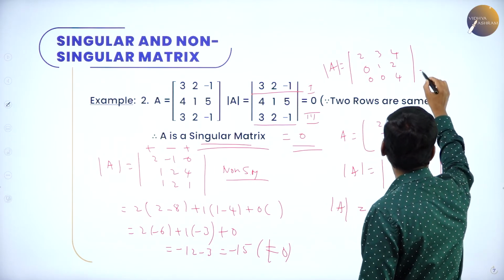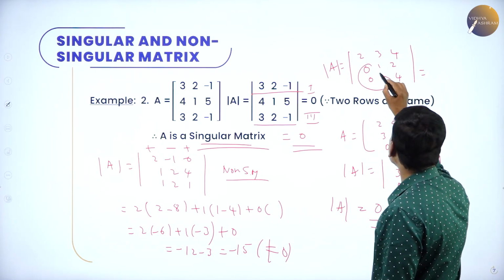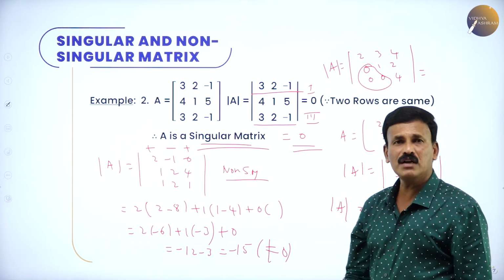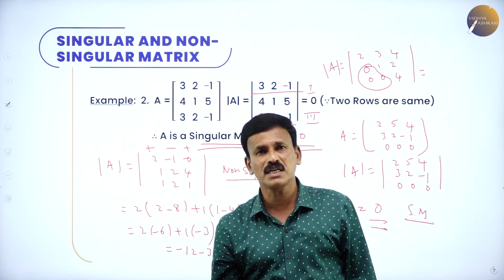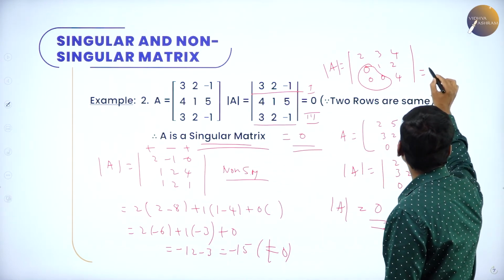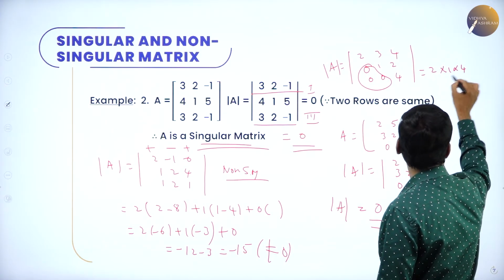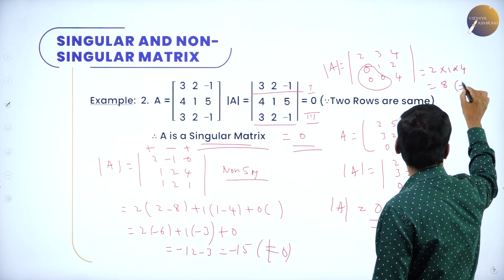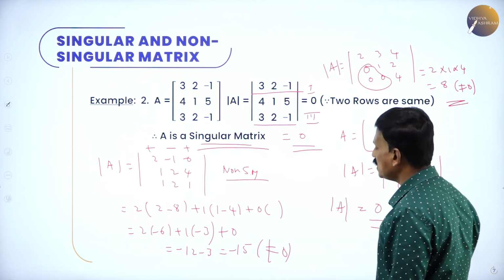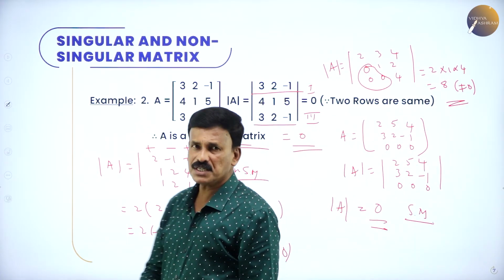Again, we have studied the properties. If all the elements below the principal diagonal are zeros, then the value of the determinant is equal to the product of the principal diagonal elements. So that is 2 into 1 into 4, which is equal to 8, not equal to 0. Therefore, again this is a non-singular matrix.